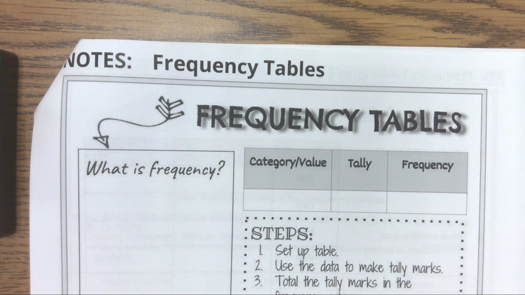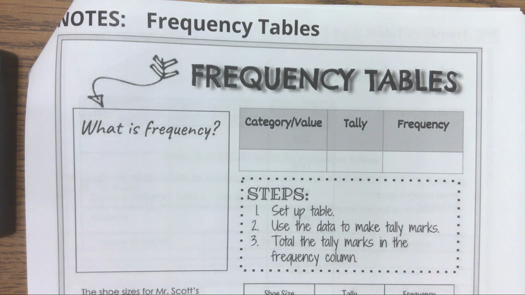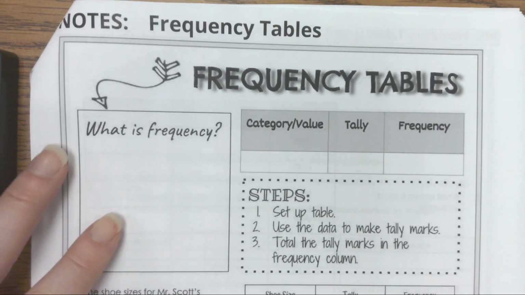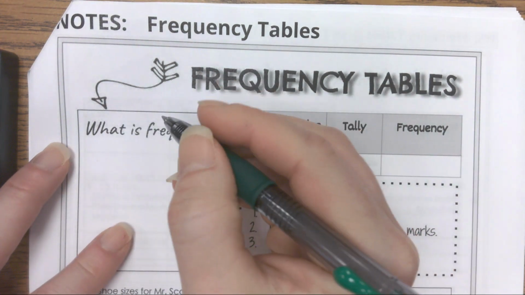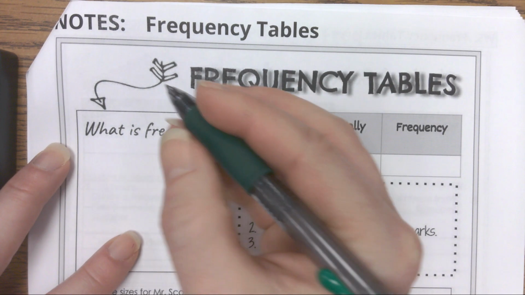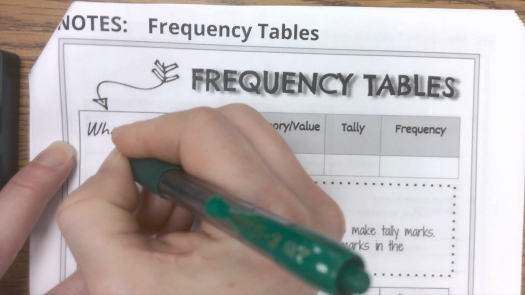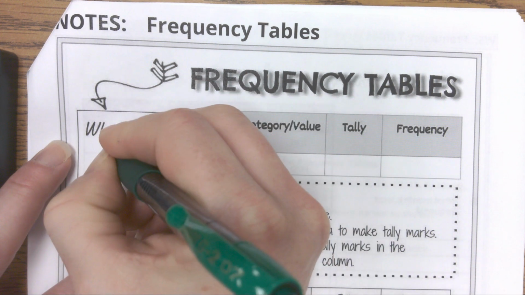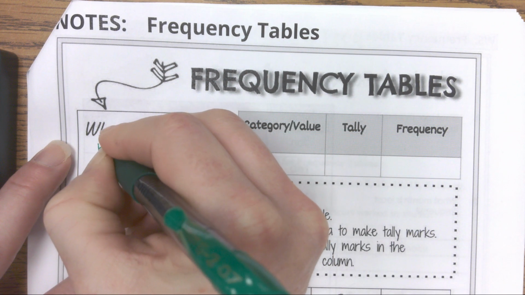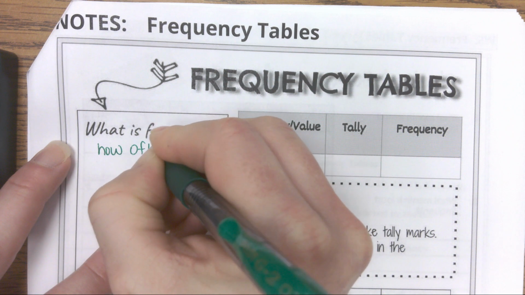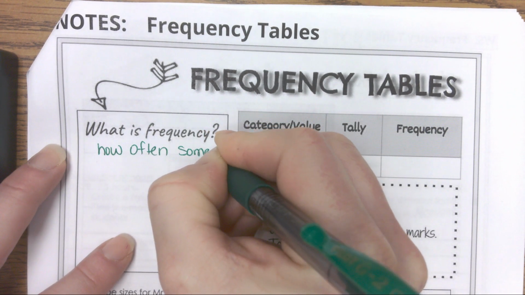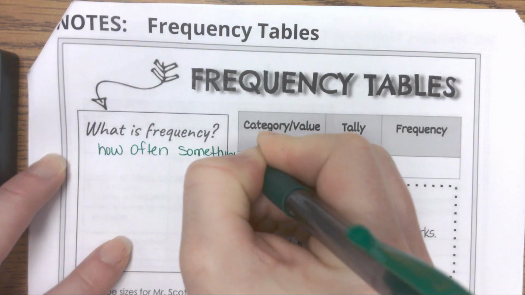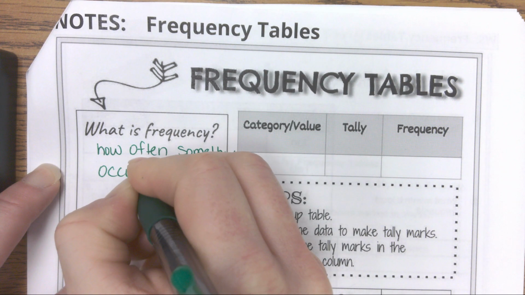What is frequency? Frequency is just a word. Ricky, that's your last warning. What is frequency? It is just a word that means how often something occurs. How often something occurs.